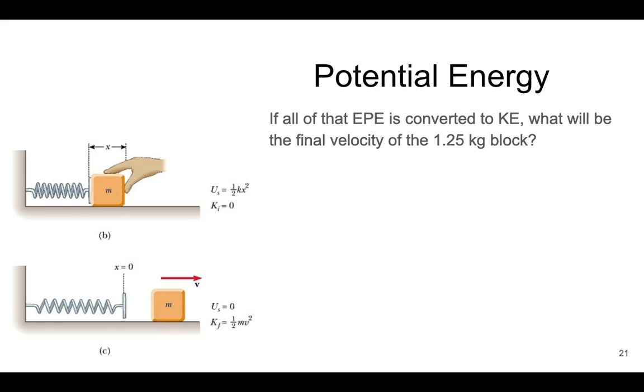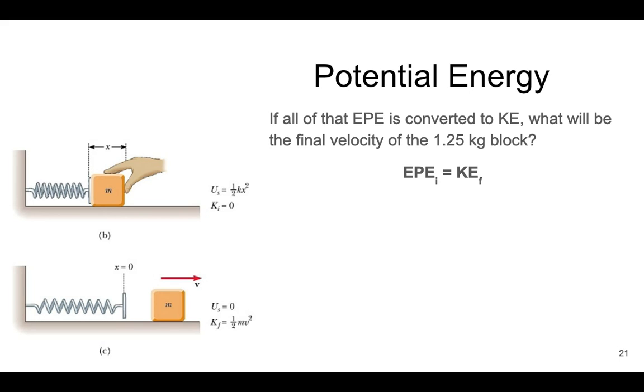So if all of that EPE is converted to KE, if we're turning all of that elastic potential energy into kinetic energy, what will be the final velocity of this block? If you read that sentence carefully, what that's telling you is all the EPE you're starting with is going to end up in the form of kinetic energy.